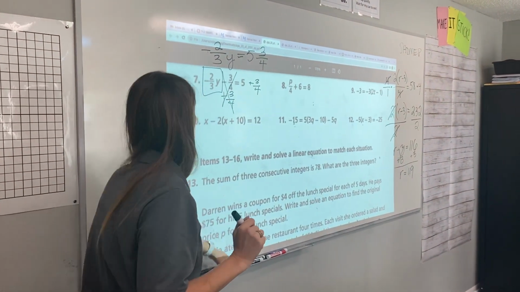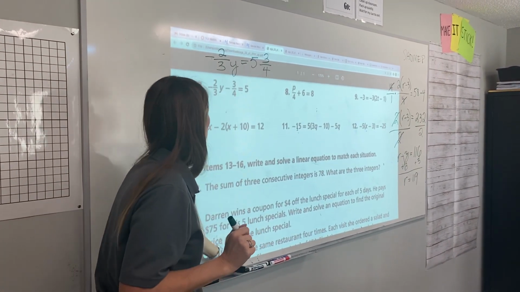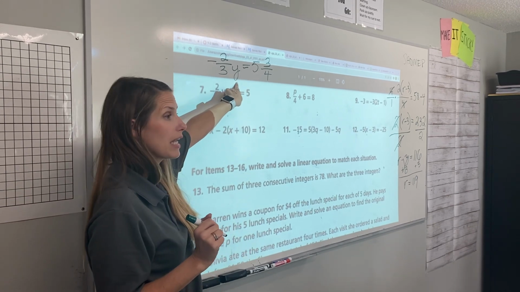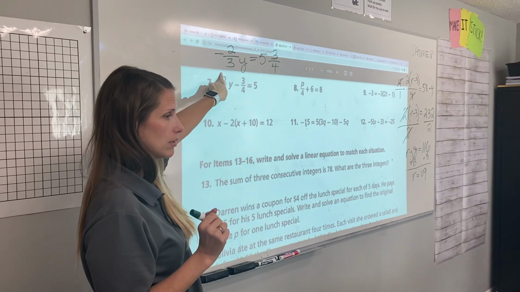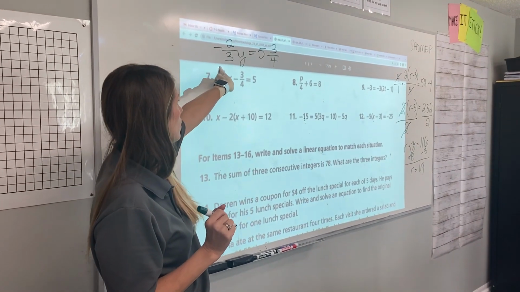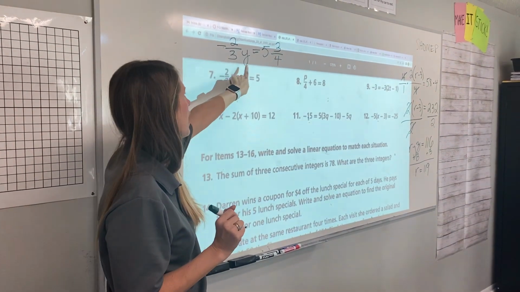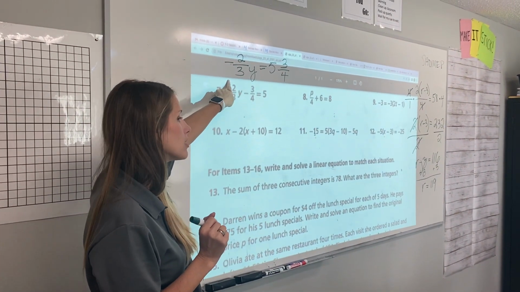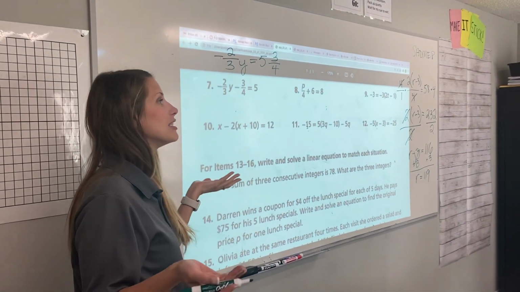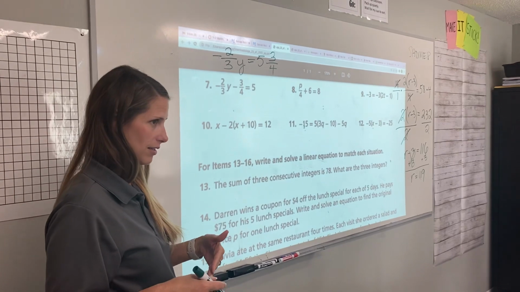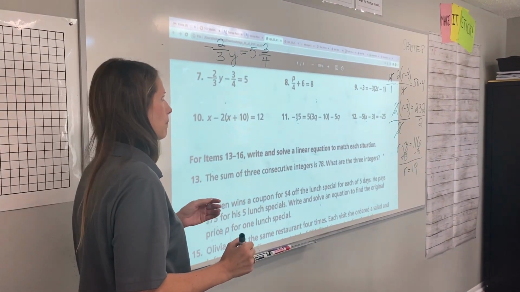Now, here, I'm just going to erase this because I need room. Here, y is being multiplied times negative 2/3. So what do we do? Divide by negative 2/3. Not find the common denominator.